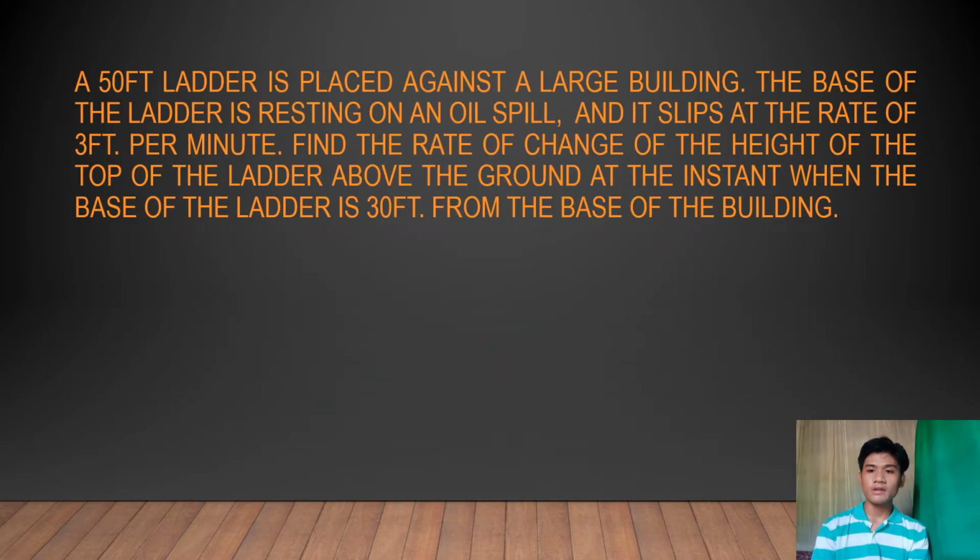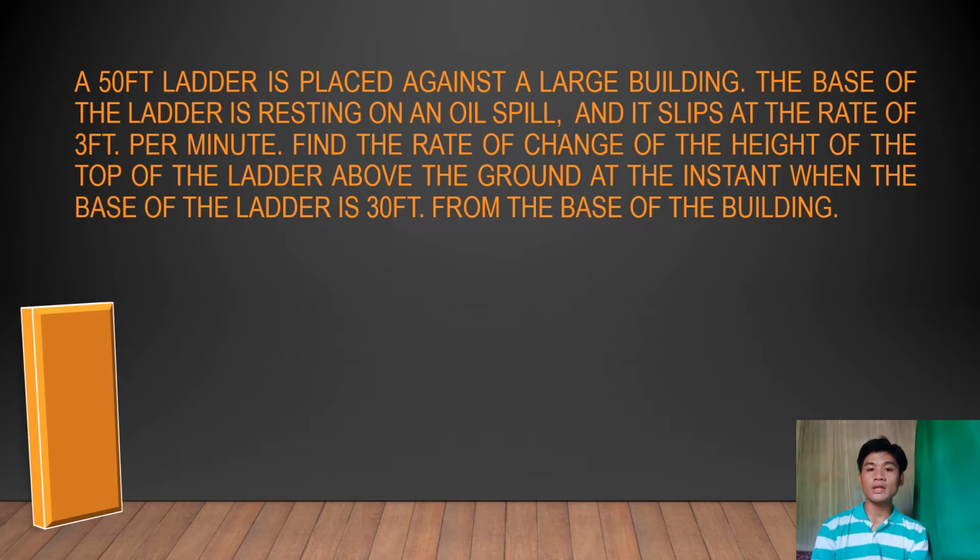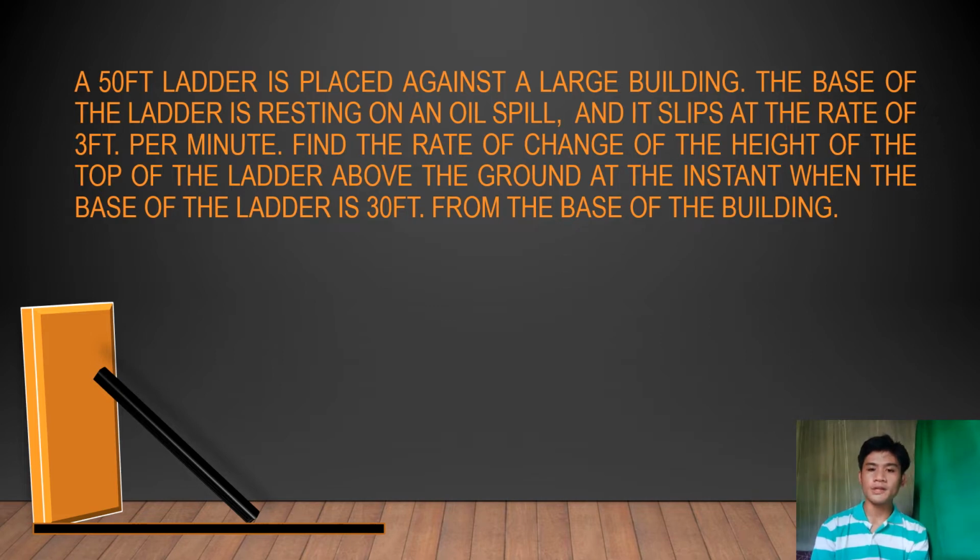This is the given word problem, and the first step we should do in solving a related rates problem is to illustrate the given word problem itself. So assume that this figure here is our building, and then this is the ladder and the base, or the ground. We denote that the ladder measures 50 feet, and the bottom, or the base, of the ladder slips at the rate of change of 3 feet per minute, and we denote that as the rate of change of x with respect to time.